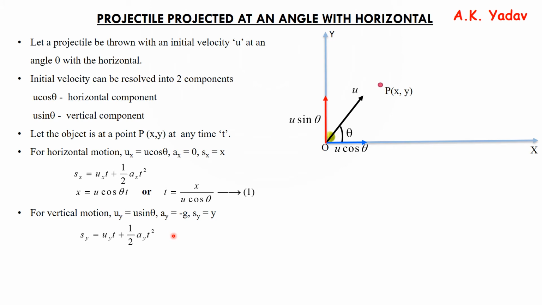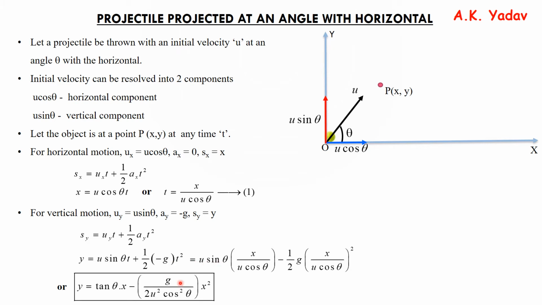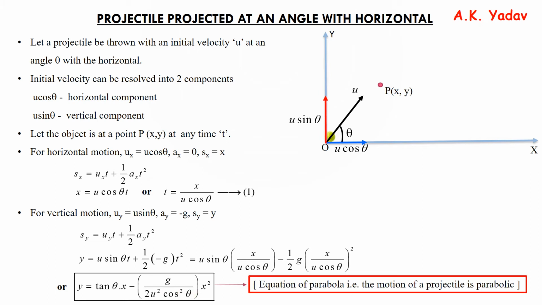Again, using the second equation of motion, we can write s is equal to u sin theta t plus half of minus g into t square. Or we can put the value of t in the equation, and what we get is y is equal to tan theta x minus g upon 2u square cos square theta x square. This is the equation of a parabola. That means the motion of the projectile is parabolic as shown in the figure. So this motion is parabolic, and parabola is the shape as you can see in the figure.